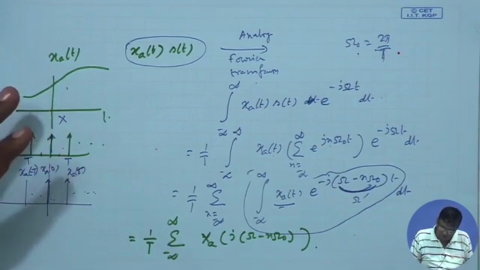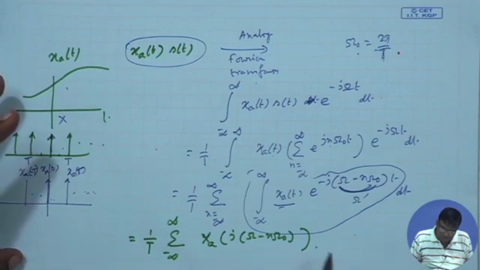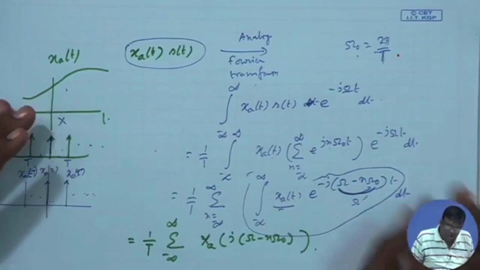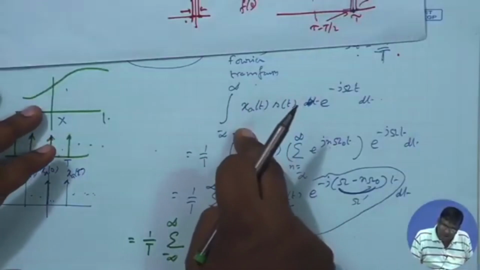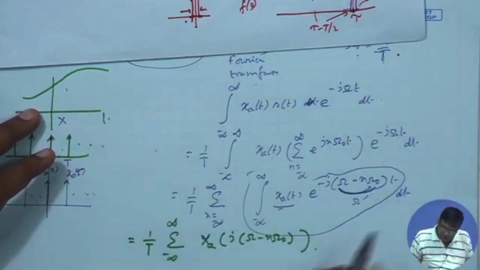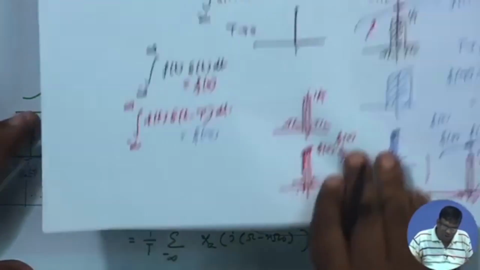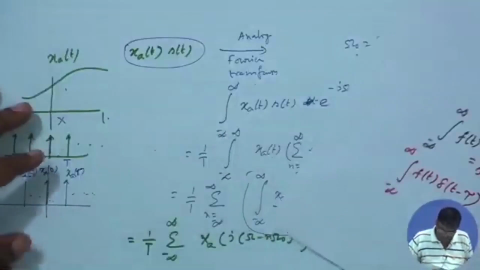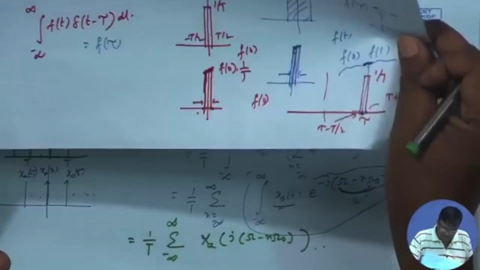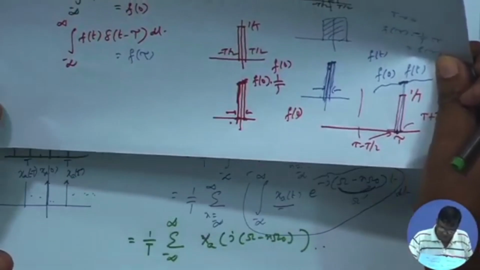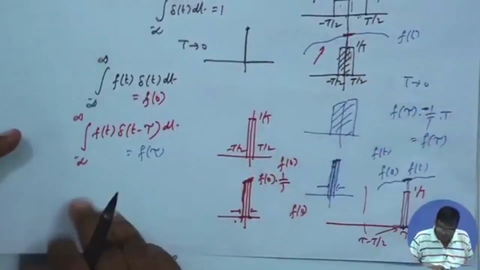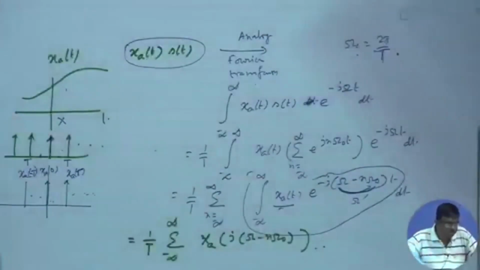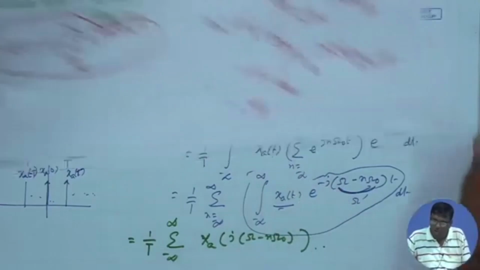All right. So this is one way, that is, if I take this product function and carry out its analog Fourier transform, we get it like this. But on the other hand, if I use the other form, what is that? If I use this form here instead of the other form, what do I get?